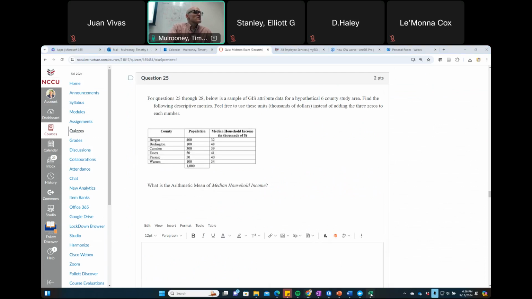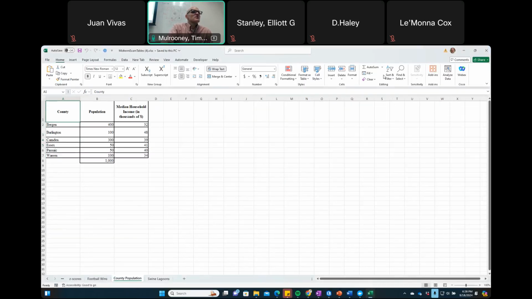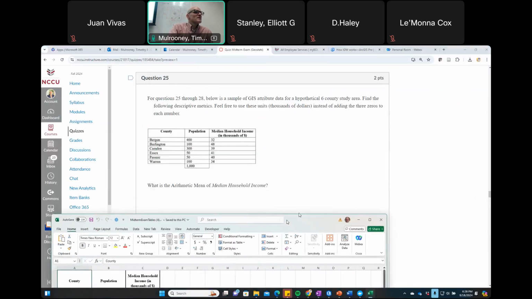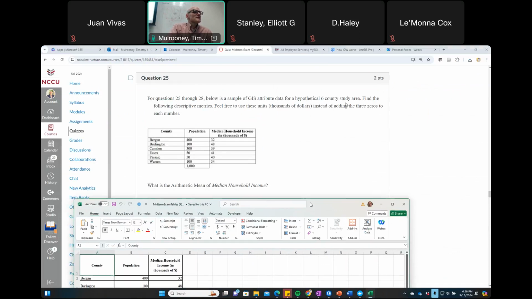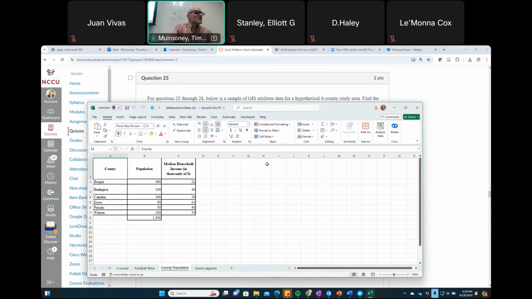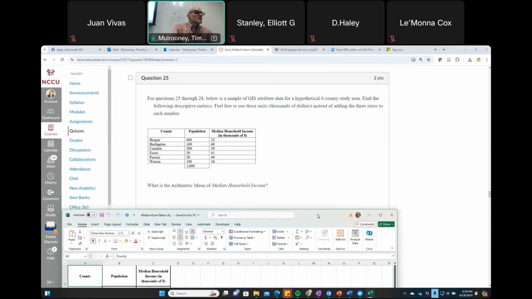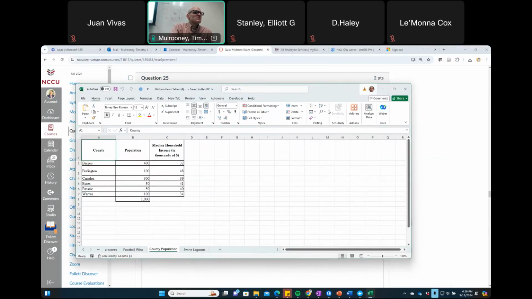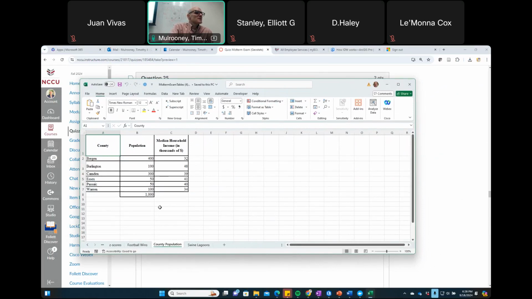I've got a sample attribute table sitting right here of county population. What do I have here? This is the population in thousands, or in thousands of dollars. This is the population of these particular counties. And basically what I want to do is, what's the arithmetic mean? Can we calculate the mean of income? You bet. Equals average. These things right here.